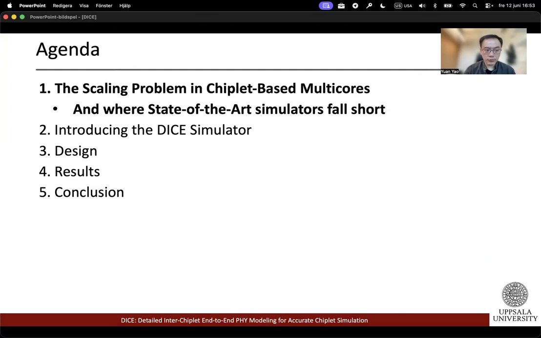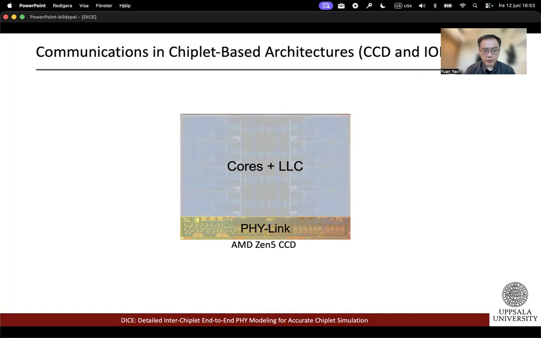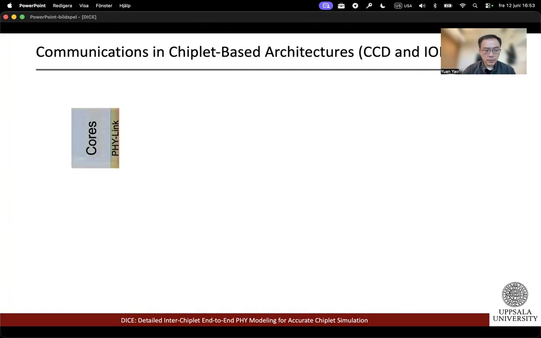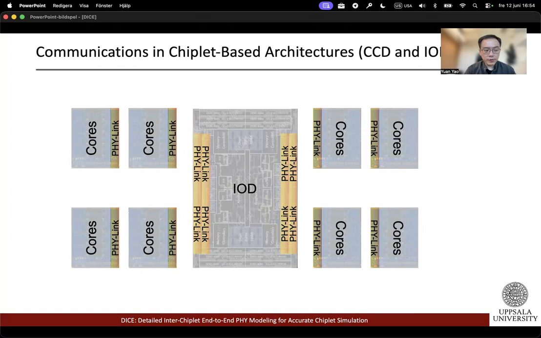Let us first look at where the problem comes from. In a chiplet system, cores sit in a compute chip called the core complex die in AMD's terminology, where we have compute cores, caches, and a communication interface called the PHY link. A multicore system made of such chiplet consists of multiple copies of such CCDs. Further, memory or I/O functionalities sit in a separate die called the I/O die. Communication between these components goes through the PHY links in a serial manner.